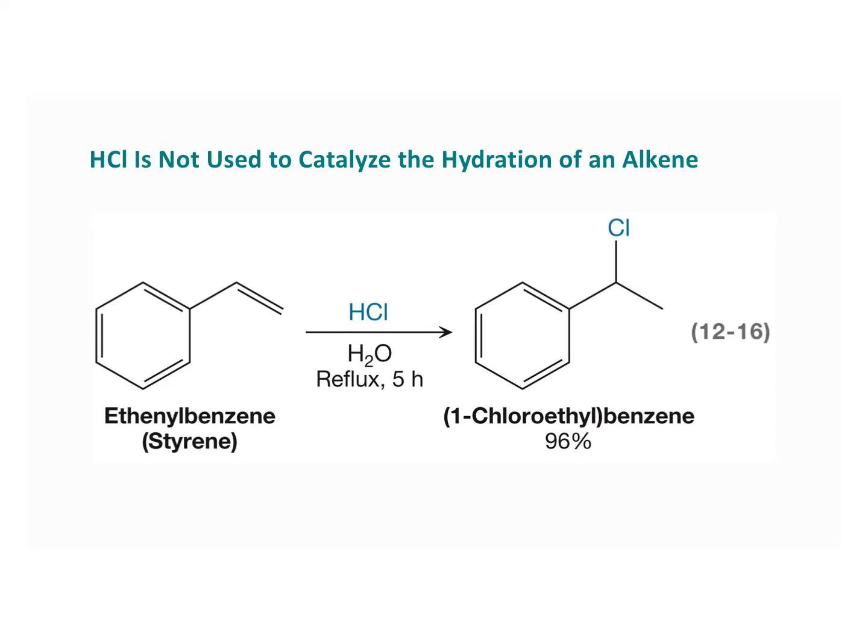So for example, if we have ethenyl benzene, which is known as styrene, that's its common name, and we were trying to use HCl as our catalyst, what would happen, instead of adding the OH here, we'd end up with a Cl.